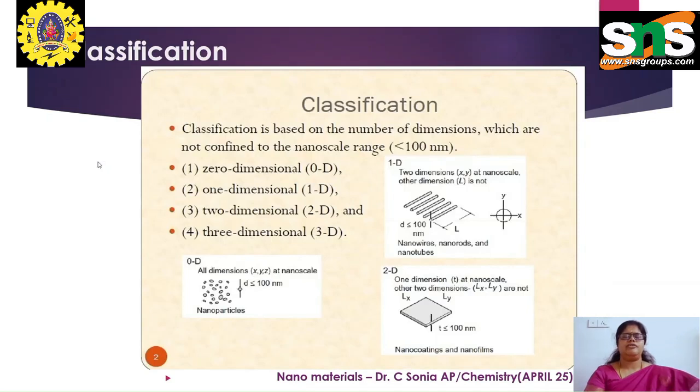So we are interested to see about the classification of the nanomaterials. There are many types of classification. In this video, we're going to see about the classification based on the dimension. So there are four different dimensions: the zero dimensional, one dimensional, two dimensional, and three dimensional.